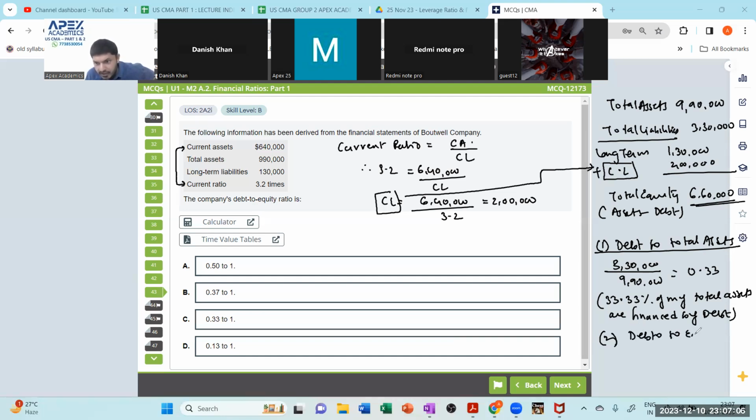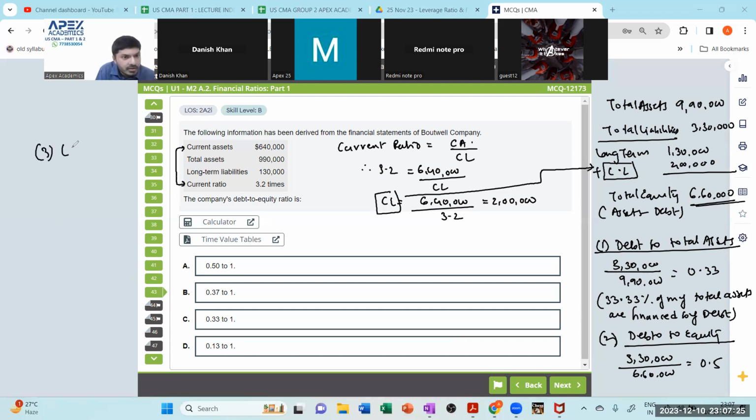Sir, second. Debt to equity. Yes. Total debt is 3,30,000. Total equity is 6,60,000. So this will be 33 divided by 66. The answer is 0.5. Meaning if you put in 100 rupees from your pocket, you took a loan of 50 rupees.